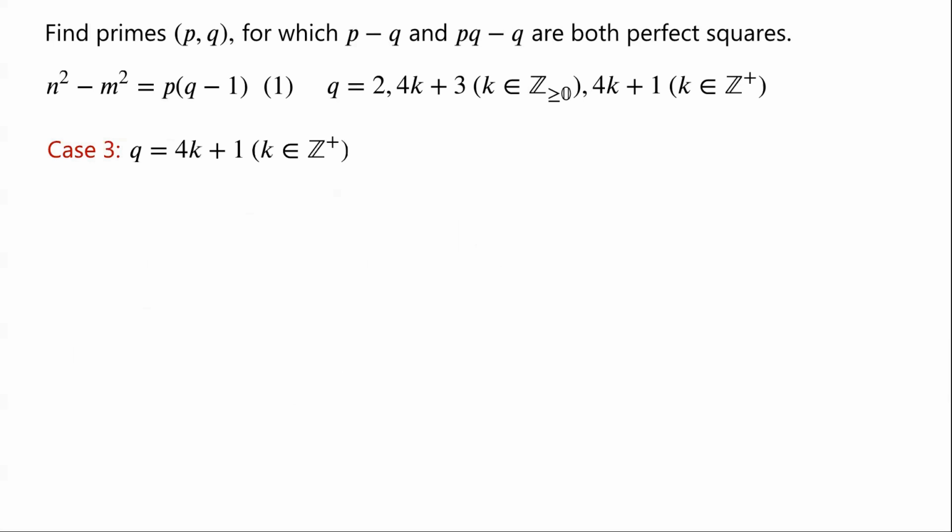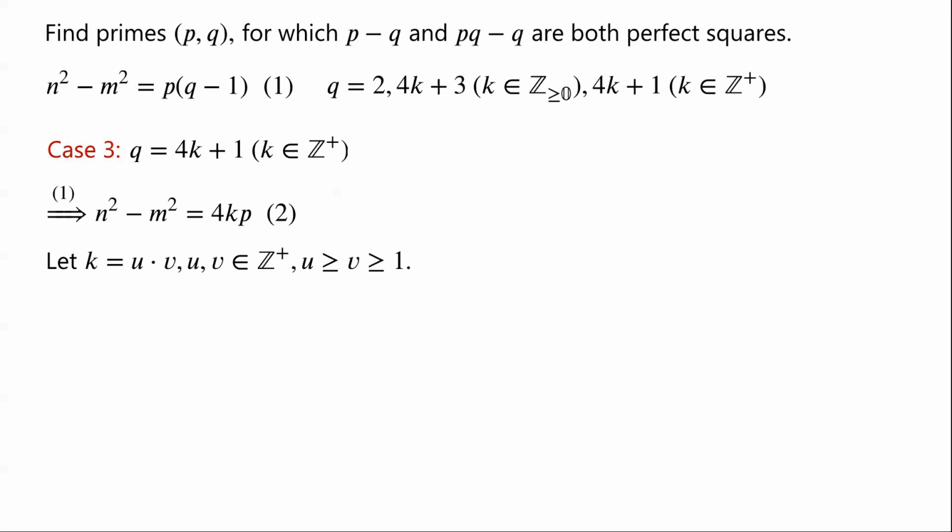Case 3, q equals 4k plus 1, where k is a positive integer. Now we substitute q equals 4k plus 1 in equation 1. We have n squared minus m squared equals 4kp. As k is a positive integer, we let k equal u times v, where u and v are positive integers, and u is greater than or equal to v, which is greater than or equal to 1. Then equation 2 can be written as (n minus m) times (n plus m) equals 4p times u times v.